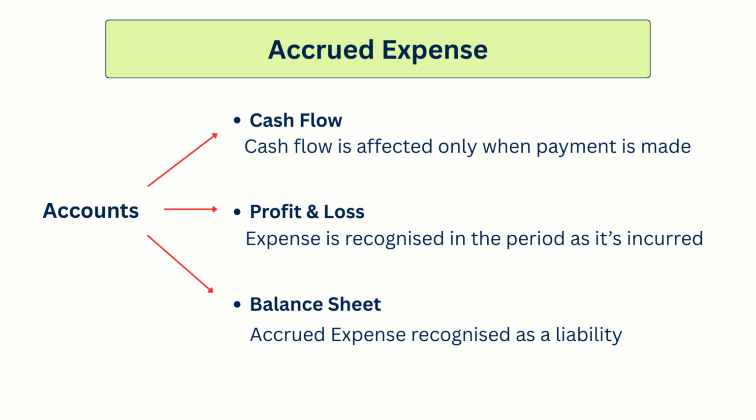Accruals affect all three financial statements, but in different ways. On the profit and loss, the expense is recognised in the period it is incurred. On the balance sheet, the accrual is shown as a liability. On the cash flow statement, there is no impact until the cash is actually paid. So, an accrual is an expense incurred in the current period, but not yet invoiced or paid. Accounting rules require us to recognise the expense now, even though the cash will be paid later.